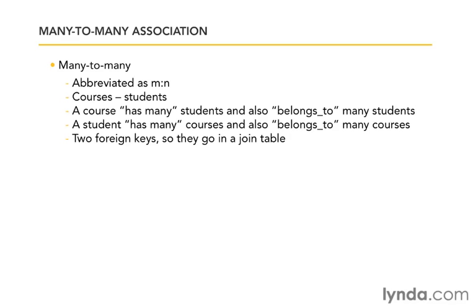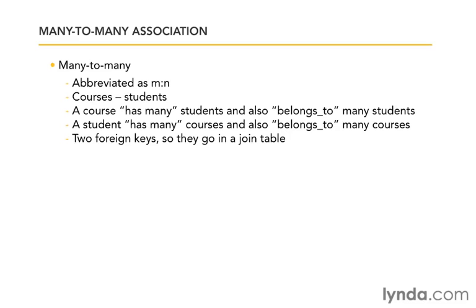We could say that a course has many students and that a student belongs to the course, or we could flip it around and say that a student has many courses and the course belongs to the student. It goes both ways. The foreign keys are going to be a little trickier because they can't go in either one of our tables. They're going to have to go in a join table that'll make a relationship between them.